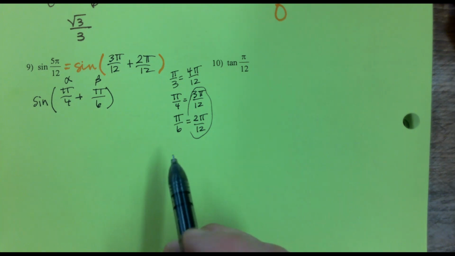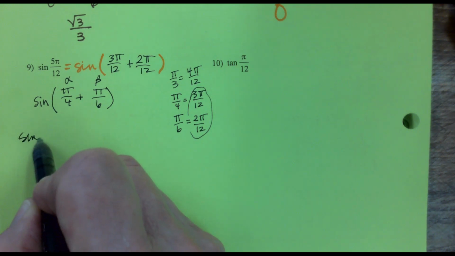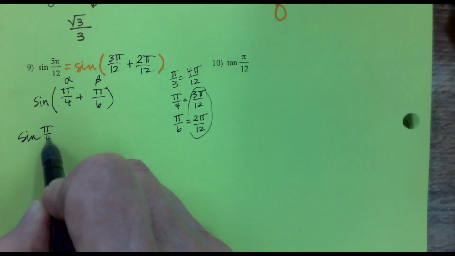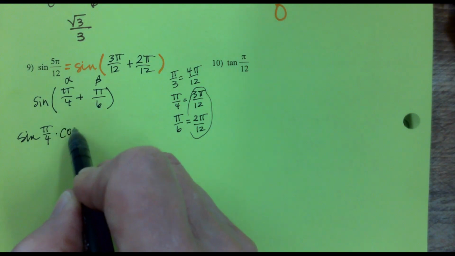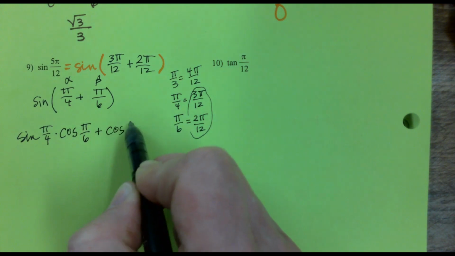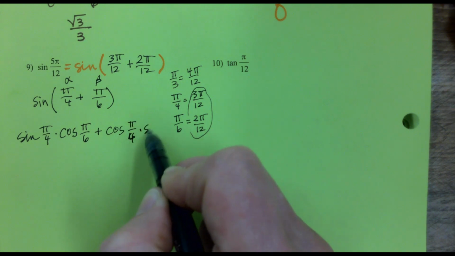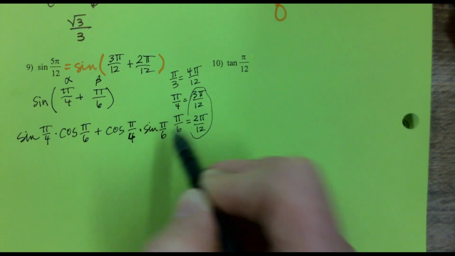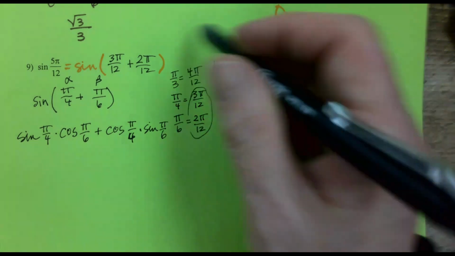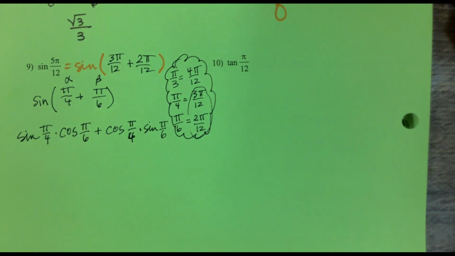So the sine sum says it is the sine of alpha times the cosine of beta plus the cosine of alpha times the sine of beta. This is off to the side here. I don't want that to blend in. The hard work is done.